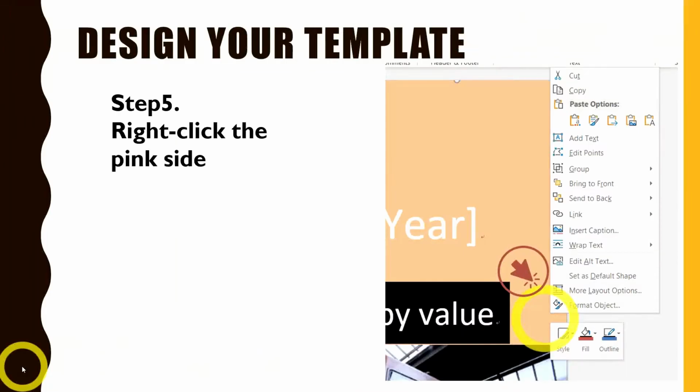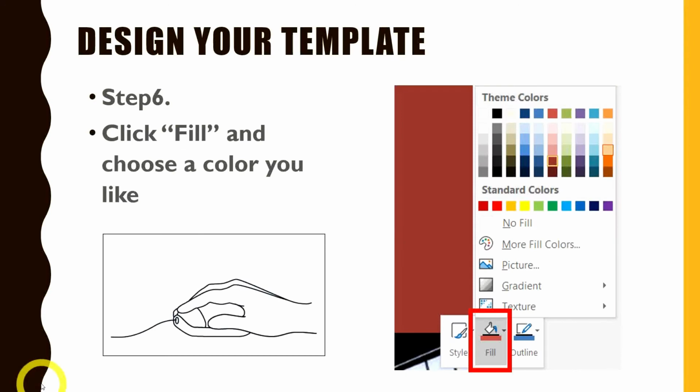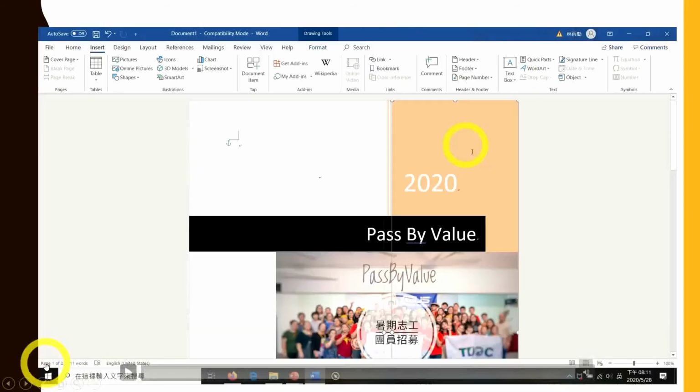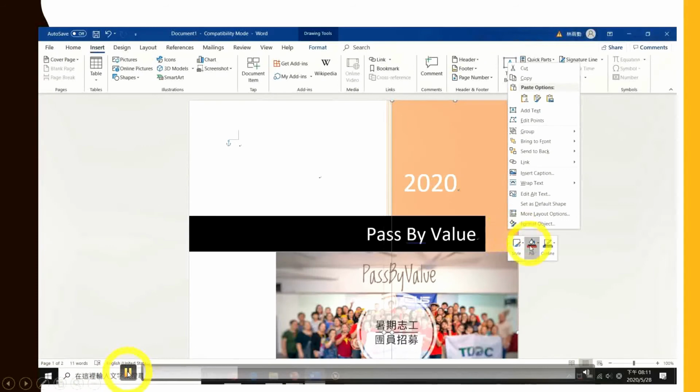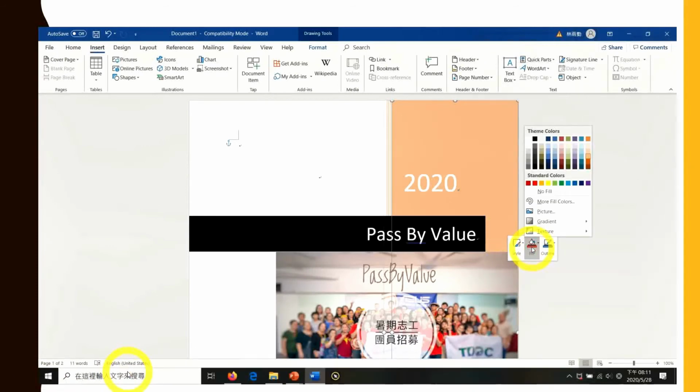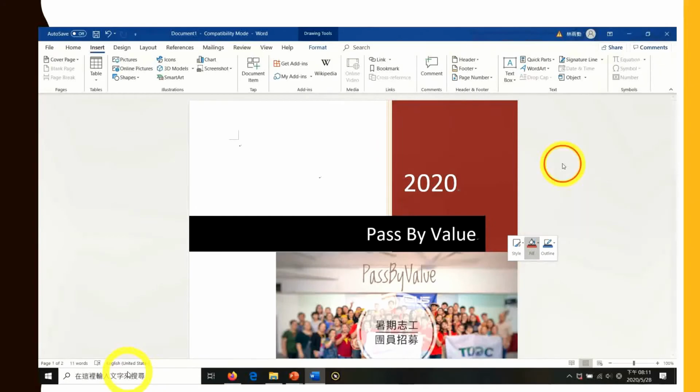And now, if you don't like the pink color of the cover, you can change it. To change the color, in step 5, we right-click the pink side. Be careful, right-click, and you will see this view. And then click the fill icon, and you will be able to choose whichever color you like. So now we check the video again. You right-click the pink color and click Fill. And today I choose this color.